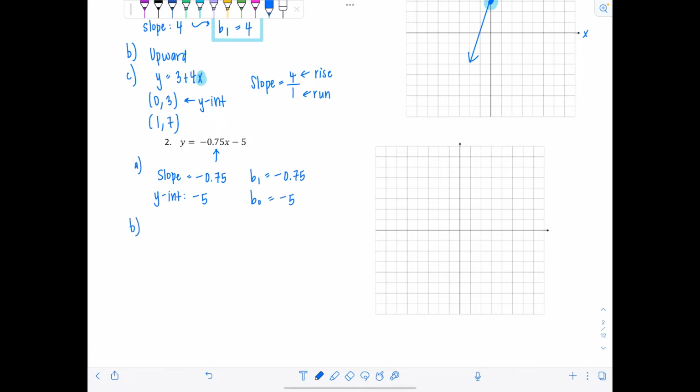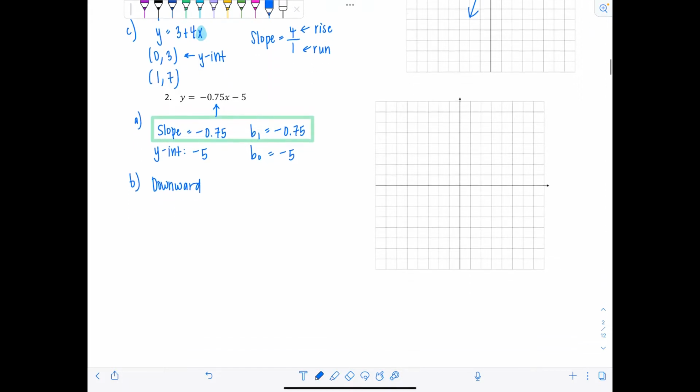Okay, so in this case, which way is the line sloping? Upward, downward, or is it horizontal? This one slopes downward. How do we know? Because the slope is negative. Okay, good. And then let's go ahead and graph. So I have the y-intercept, that's negative 5. So 0, negative 5 is a point. And then it's up to you to come up with any other point.